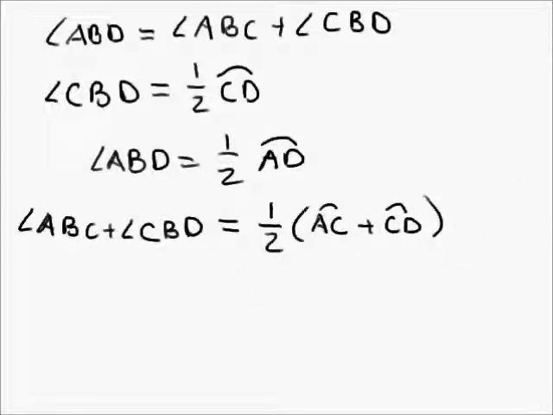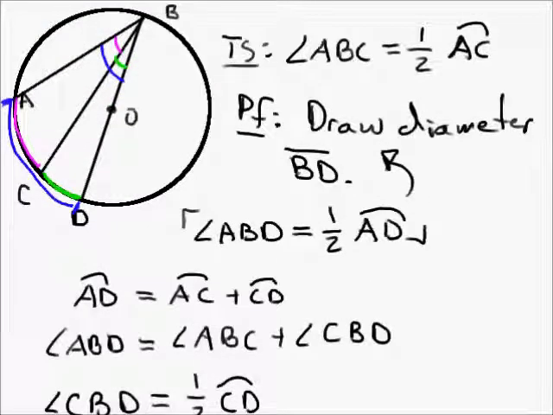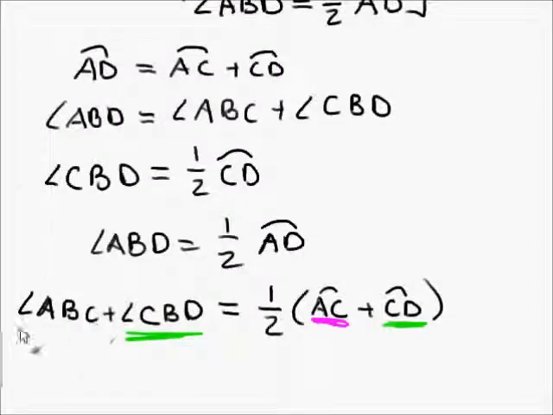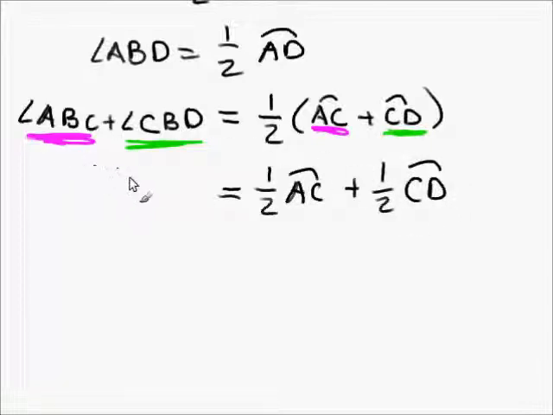Alright. So, corresponding to what's on the circle, CD, CBD. That's the green stuff. Then the magenta that we're looking for is AC and ABC. So we've got it in terms of something we know and what we're looking to show. I'm going to distribute that 1/2. So this side is going to become 1/2 arc AC plus 1/2 arc CD. And then my left hand side is going to stay the same.